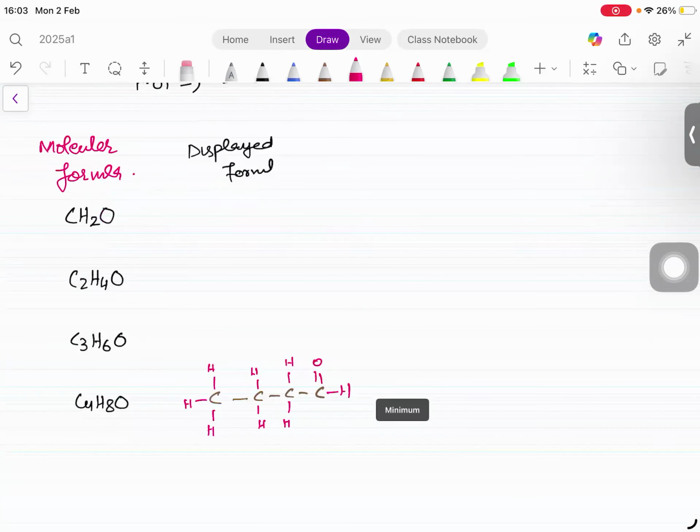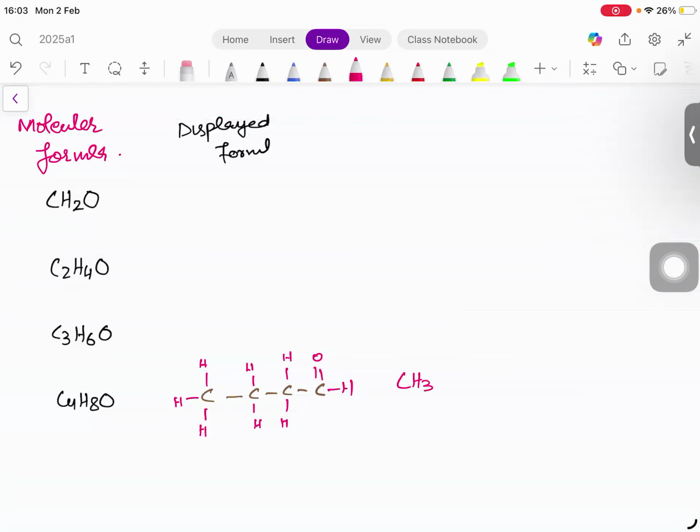So what will be the structural formula then? CH3, CH2, CH2 and CHO. Instead of C double bond O and H, we call it CHO. Okay.